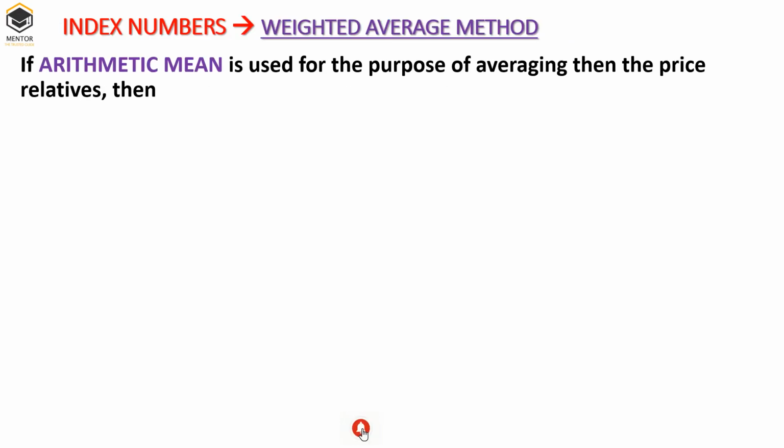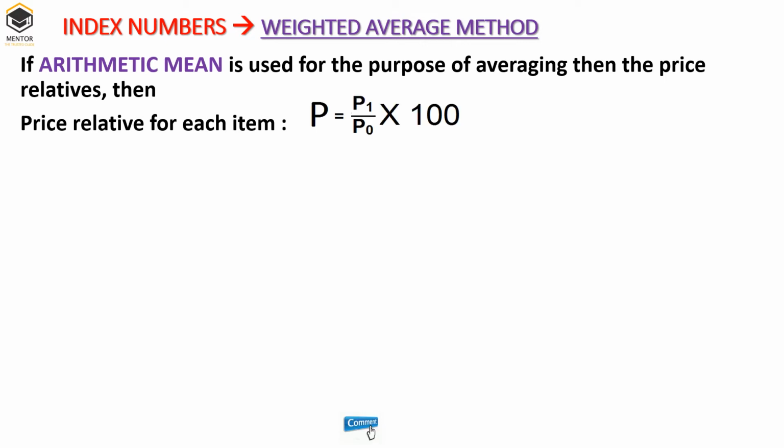Arithmetic mean is used to calculate the weighted average method. If arithmetic mean is used for calculating the weighted average method, the price relative for each year, each item we have to calculate. So how to calculate price relative? The formula is P equals P1 by P0 into 100. How to read this? Price relative for the current year with respect to the base year into 100.